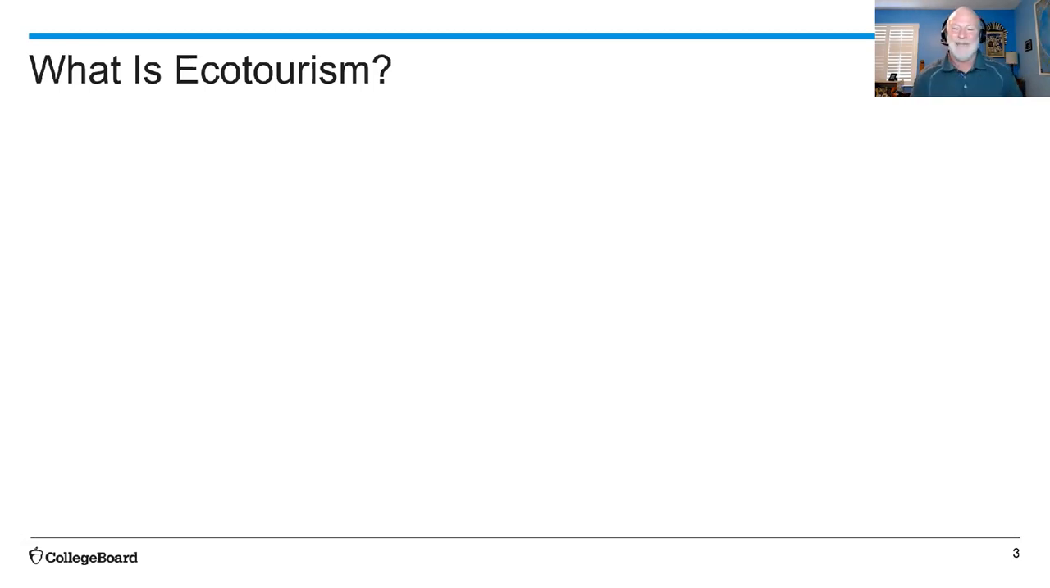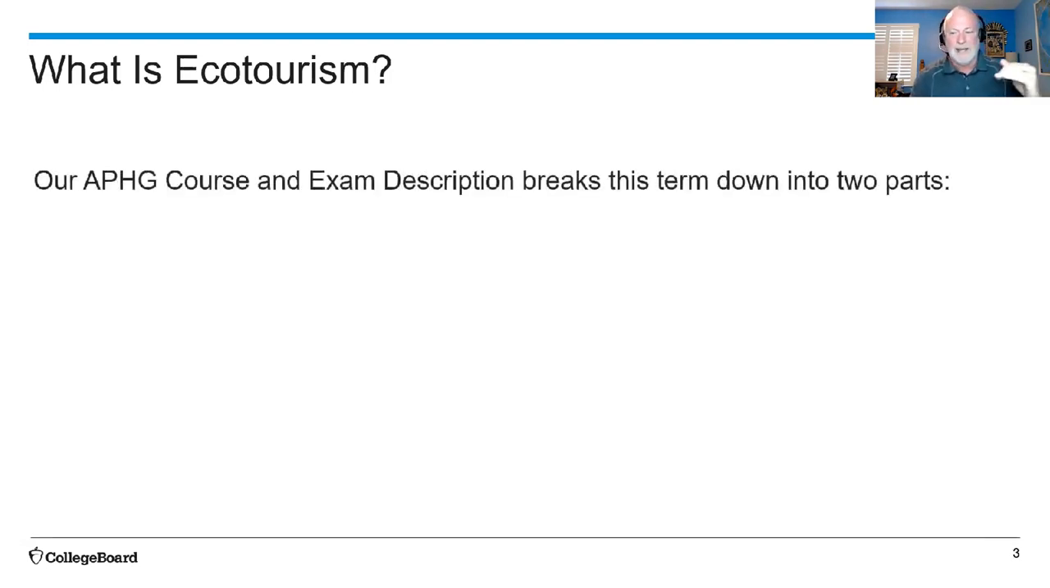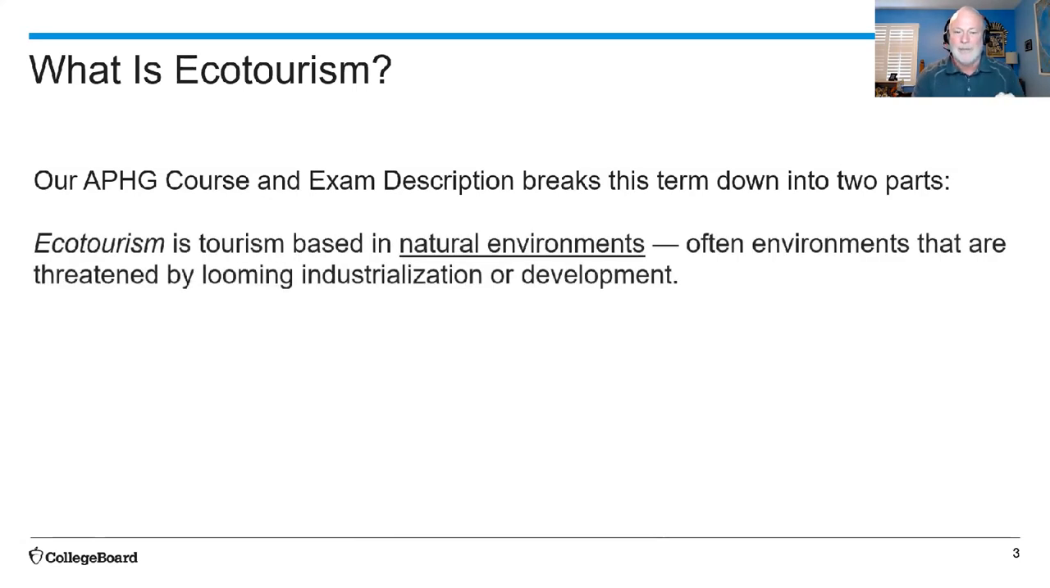But clearly in this sense, we've got that prefix eco. And you guys probably have seen the word eco in front of a lot of different words, right? And that is all about this idea of cultural ecology, how humans are interacting with the environment. Remember, I've said before, that is one of our 5 themes of geography, human environment interaction. So our course and exam description, what teachers oftentimes refer to as the CED, everything that's testable for you on the AP exam. The CED talks about the word ecotourism, and it says it's based in natural environments.